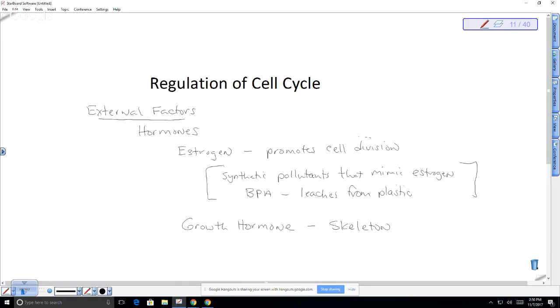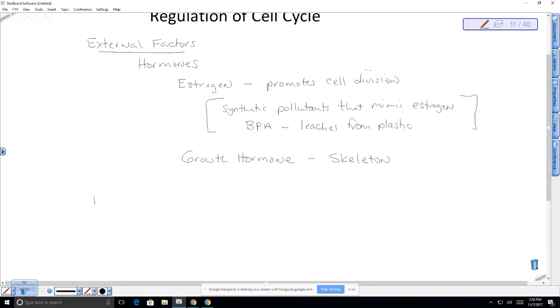Right? So the whole way that we can lengthen our skeleton as we grow in childhood is due to the presence of growth hormone causing the cartilage in the epiphyseal plates, in the growth plates, to undergo mitosis. Right? So those are some external factors. Okay, internal factors.